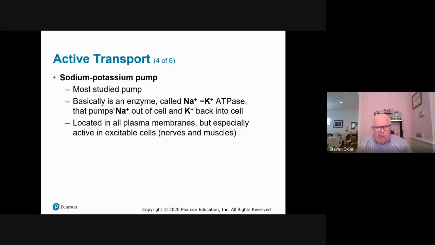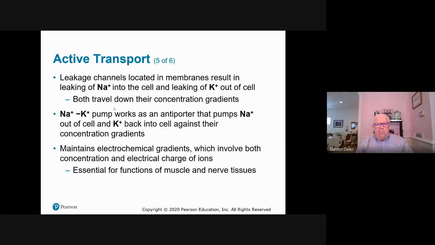It's located on all plasma membranes, but it's especially active in excitable cells. And those excitable cells are nerves and muscles. It is based on leakage channels. It will leak sodium into the cell and leak potassium out of the cell. The sodium-potassium pump works as an antiporter. It will pump sodium out of the cell and potassium back into the cell.